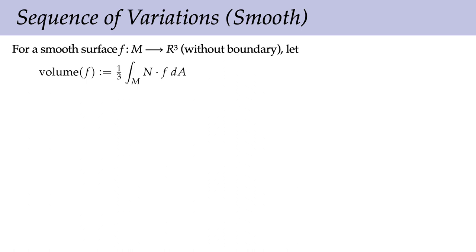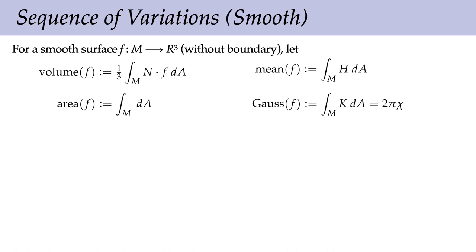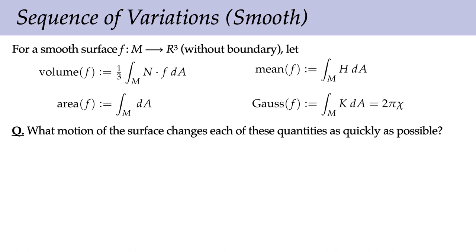The total mean curvature of the surface, the surface area, and the total Gaussian curvature of the surface, which by Gauss-Bonnet we know is just a topological invariant, 2 pi times the Euler characteristic. The question we want to answer is, what motion of the surface changes each of these quantities as quickly as possible?